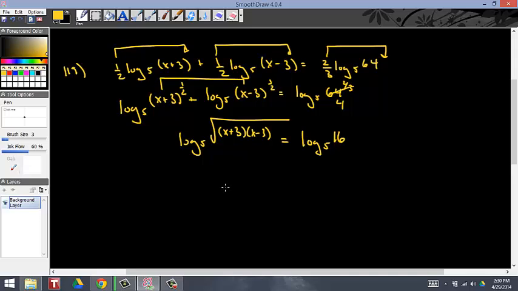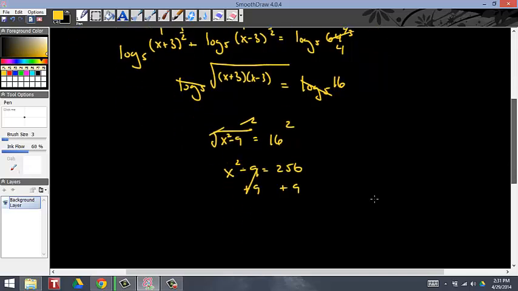Raise your hands if that looks familiar. Okay, too bad. It should. Then you have a single logarithm on both sides, so you cancel them out. So you get the square root of x squared minus 9 equals 16. Now, we've got to square both sides. x squared minus 9 equals 256, plus 9 to both sides. So you get x squared equals 265. x equals plus or minus root 265.